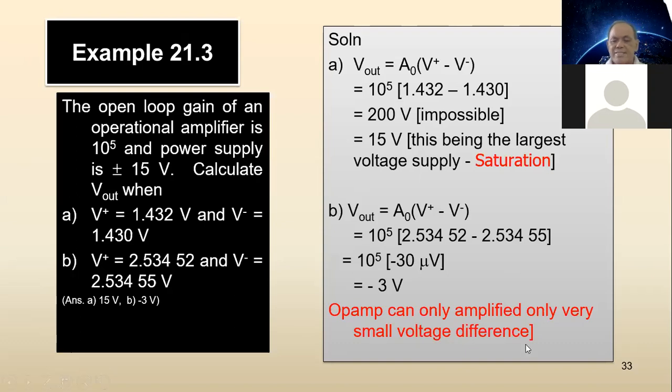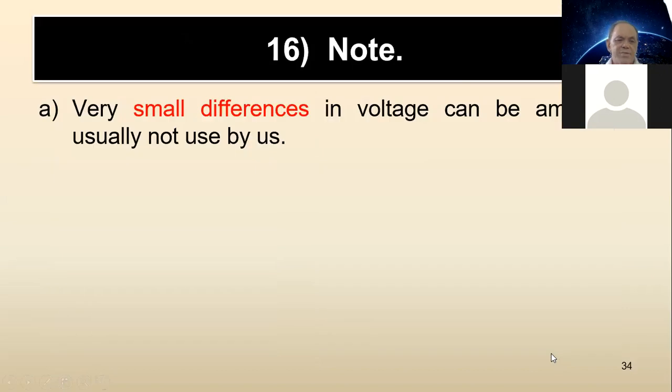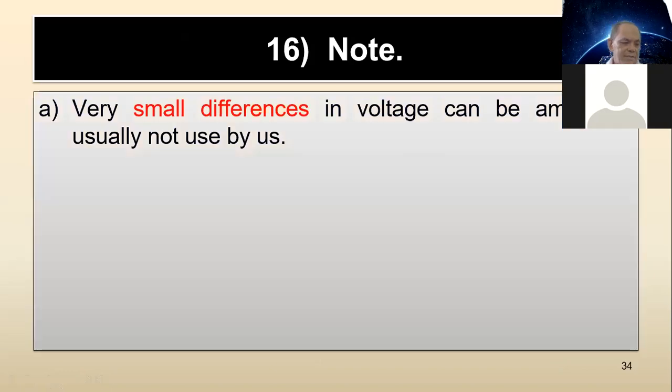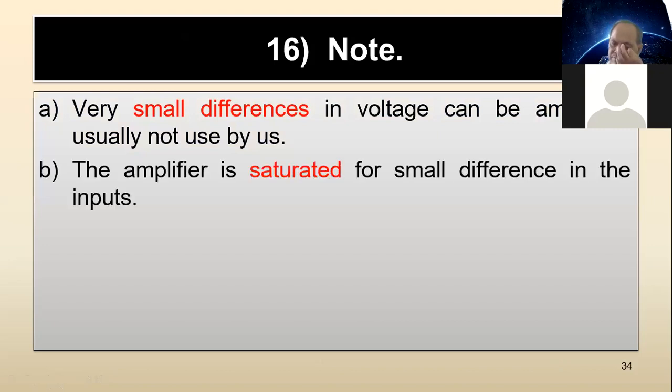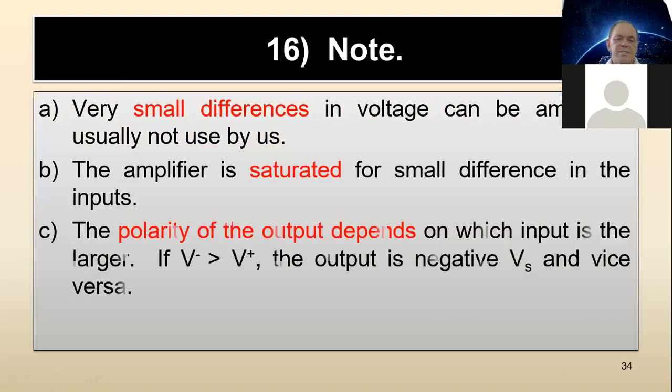So the op-amp in this case can amplify only very small voltage difference, which is not good. We hardly use this one. As we repeat, very small difference in voltage can be amplified, but we usually don't use these small voltage differences. The amplifier is saturated for small difference in input voltage. And the polarity of the output depends on the difference between the two inputs.